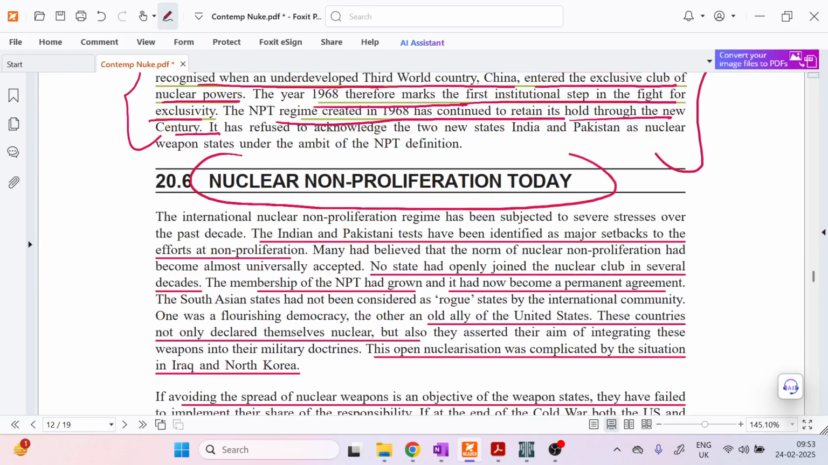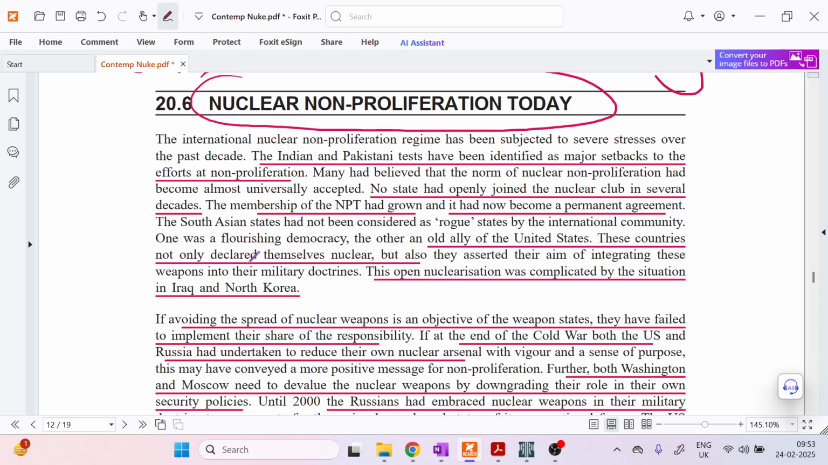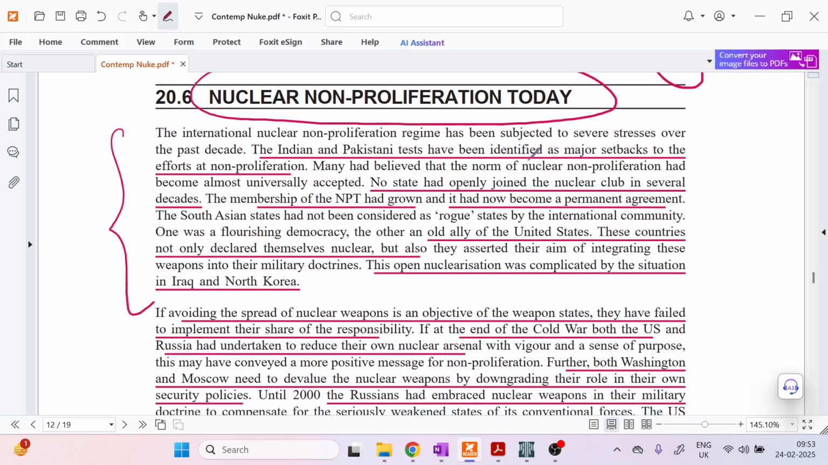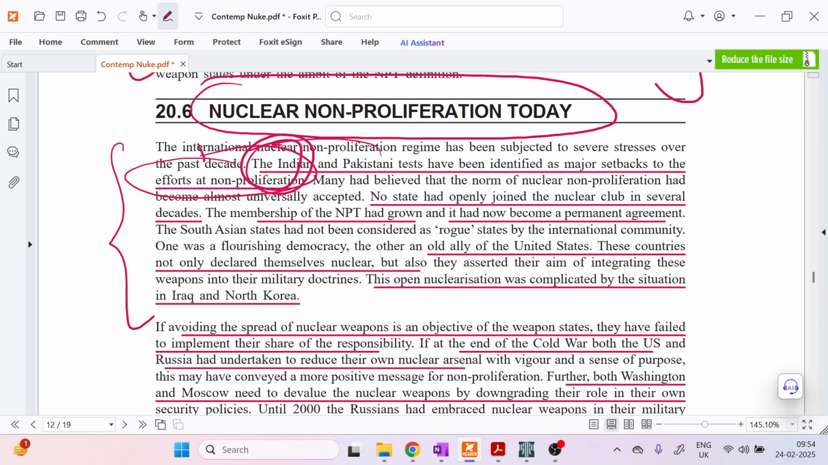Anyway, now I look at nuclear proliferation today. The Indian and Pakistani tests have been identified as a major setback to efforts at non-proliferation, and both of them are still not stopping. And even India, the largest democracy of the world, can toe the line espoused by international opinion. Pakistan and North Korea are the rogue actors that need to be restrained at this time.